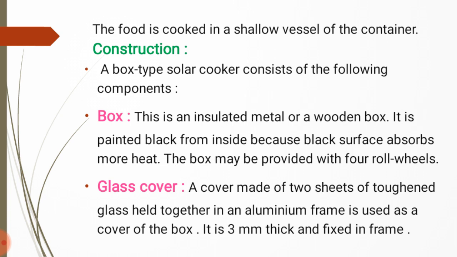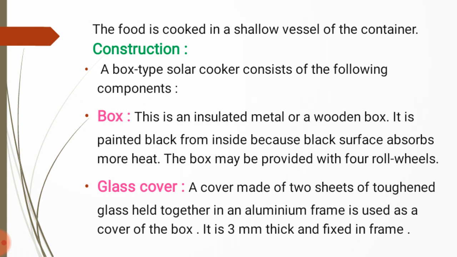So this is the box. Now next is the glass cover. A cover made up of two sheets of tough glass held together in an aluminium frame is used as a cover of the box. That means when we construct the box, inside we put the containers, and the box is coated with a dull black color, so that it can withstand high temperature and also some environmental parameters sometimes.